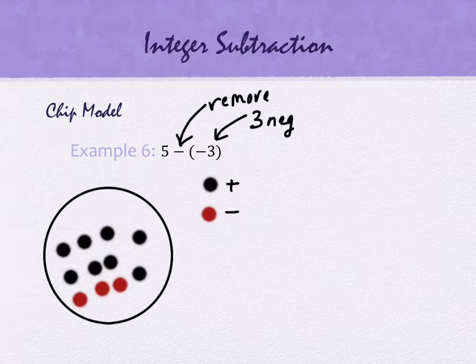But now that I've put everything in the circle to be able to remove the 3 negatives, I can now remove the 3 negatives. And if I remove the 3 negatives, what am I left with? I'm left with 8 positives.